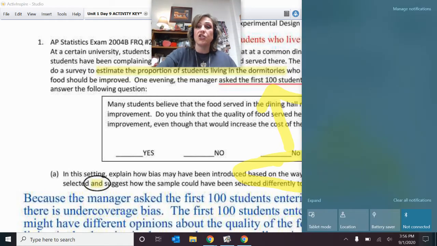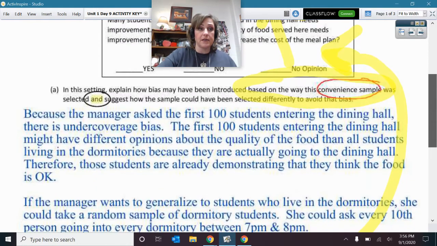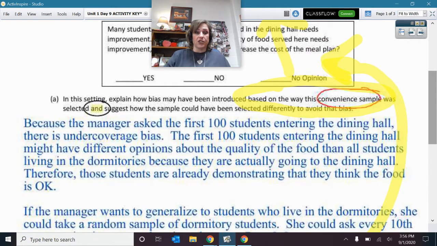So furthermore, here we'll get started. Because the manager asked the first 100 students entering the dining hall, there is undercoverage bias. It said, explain how bias may have been introduced. They actually did not require that you called it undercoverage.